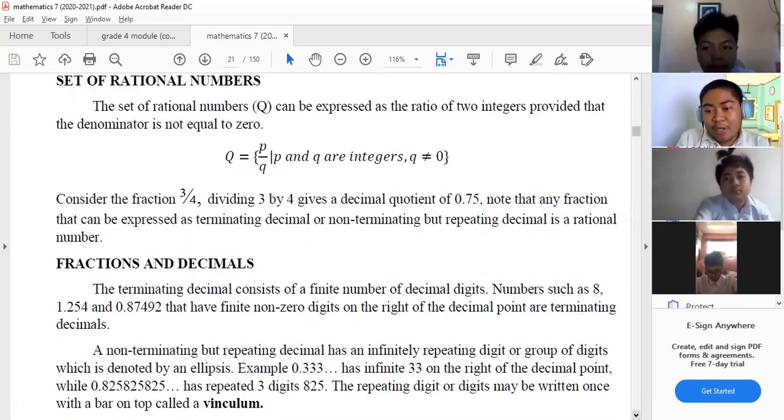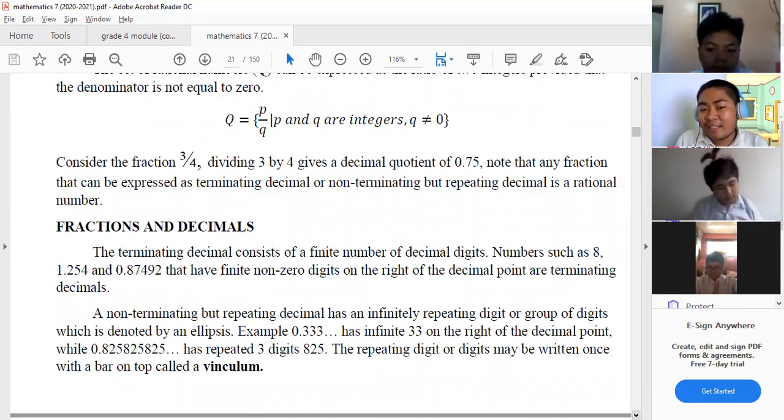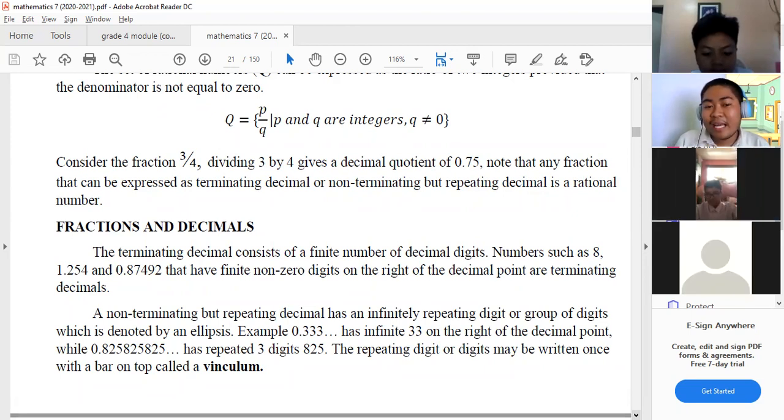Something like that. Meron din naman tayong non-terminating. So pag sinabi naman na non-terminating, yun yung dire-diretso. Okay? But repeating decimal. So non-terminating but repeating decimal. For example is 0.33333333333333. Ulit-ulit ba yung 3? Yes. Di ba? Okay. So, yun yung tinatawag natin na non-terminating but repeating. Okay? So, it has an infinite repeating digit or group of digits which is denoted by an ellipsis. Anong ellipsis? Yung tatlong tuldok, di ba? Na-discuss na natin yan. Kapag may tatlong tuldok, that is already infinite. Okay? On the right of the decimal point.